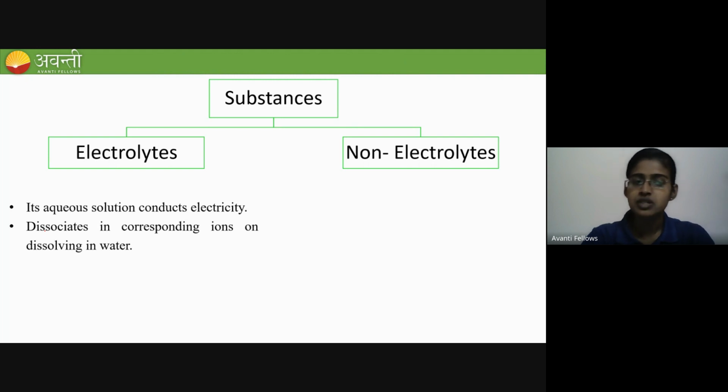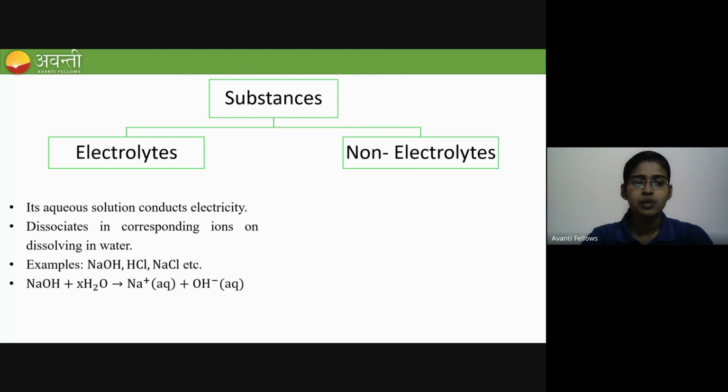For example, sodium hydroxide, HCl, NaCl, etc. These compounds will get dissociated. For example, if I take NaOH and dissolve it in water, what happens? Na+ ion and OH- ion will get dissociated. And due to the movement of these ions, the substance conducts electricity.